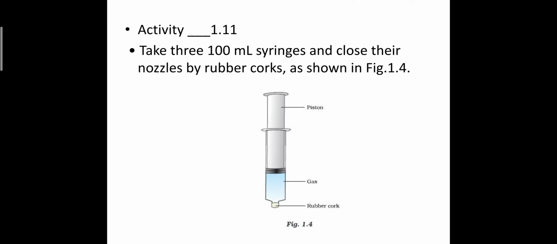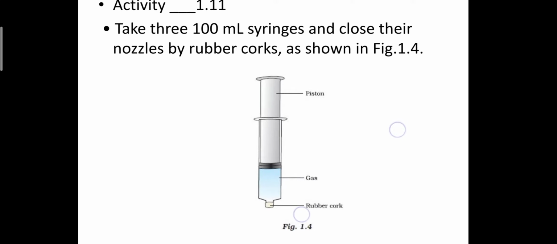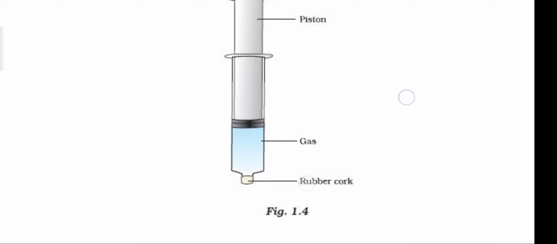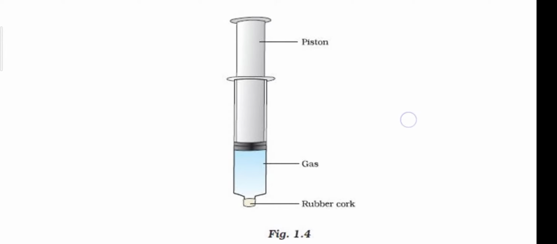Now coming to an activity, that is activity 1.11, we have to take a 300 ml syringe and we have to close its nozzle with the help of a rubber cork. Now you can have a look at this syringe. This is a syringe which is used for medical purposes. We are covering its nozzle, that is the opening part, with a rubber cork, and we have a piston and a cylinder part in which normally gas is filled.